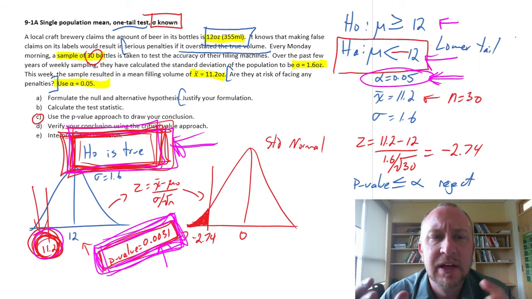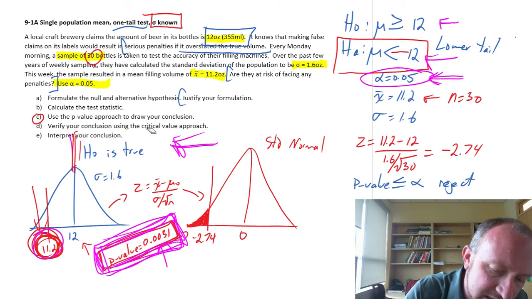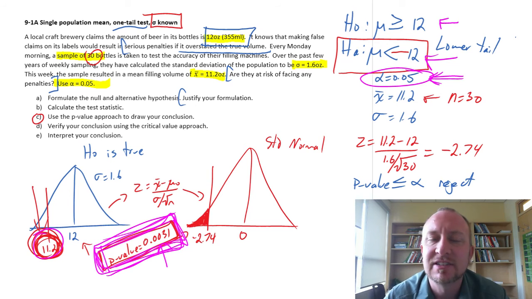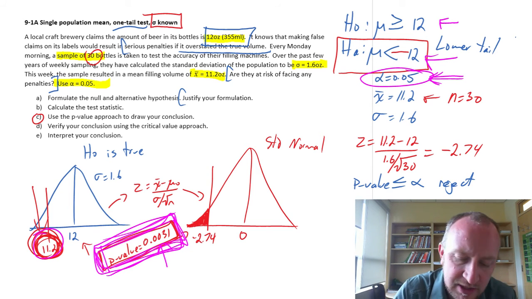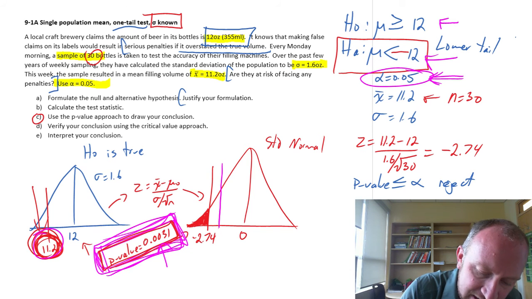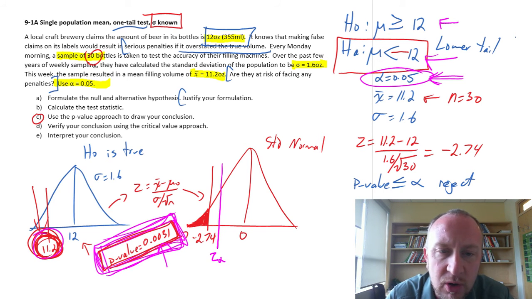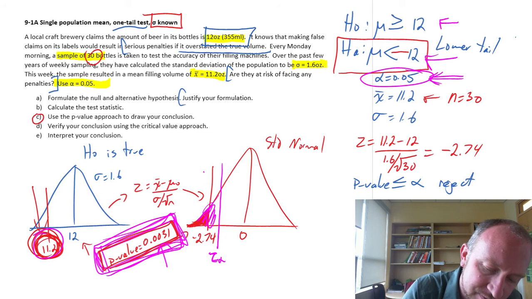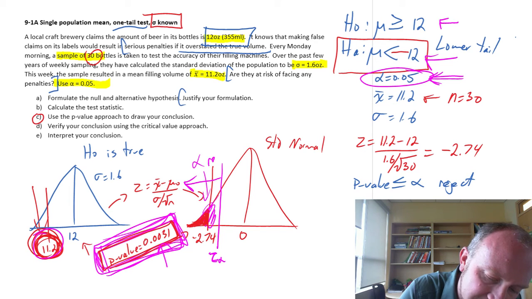Okay, so let's move on to the next part, D. Verify our conclusion using the critical value approach. This is just a redundant approach to hypothesis testing. Rather than using the p-value approach, which is done here, we can use the critical value approach, where we find a value for z that corresponds with alpha. We'll go to our z tables and find the z value that corresponds to an area in this lower tail equal to alpha, and that defines our rejection space.